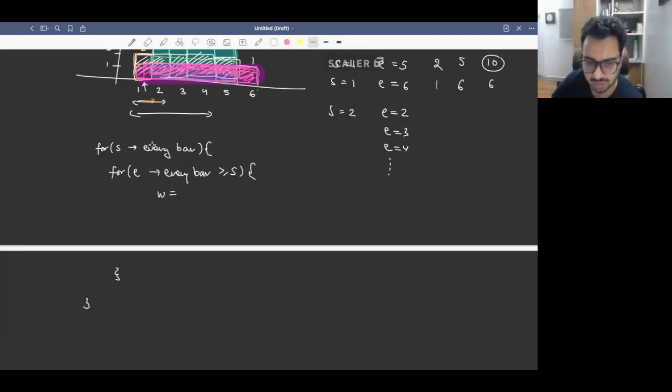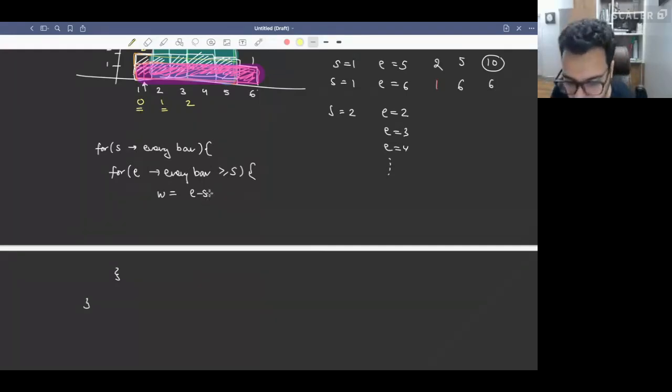E minus S. Okay, so if end is 2 and start is 1, the width is not E minus S, it is E minus S plus 1. If they are array indices with zero-based indexing, the indexes might look like 0, 1, 2. So 1 minus 0 plus 1. Yes, we have to do plus 1 in every case, so the indexing does not matter. That will be the width.